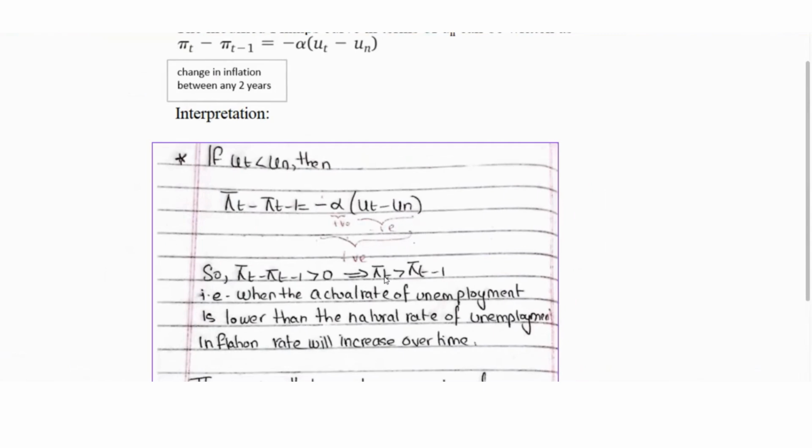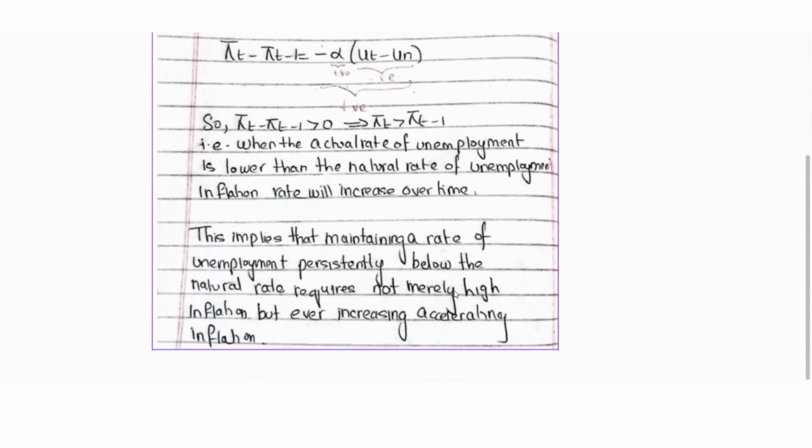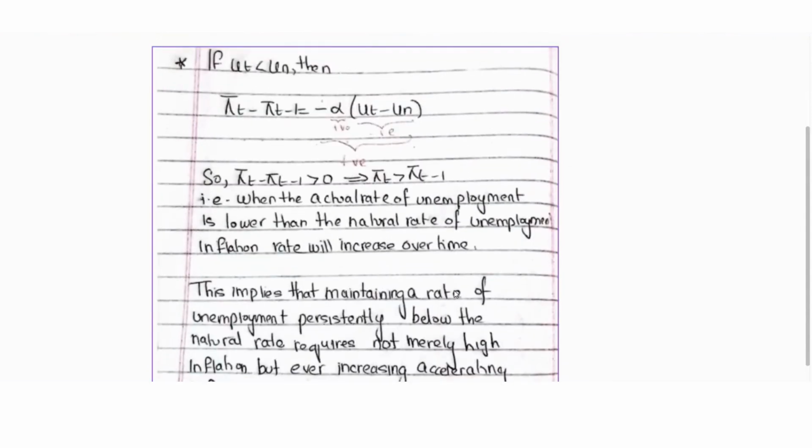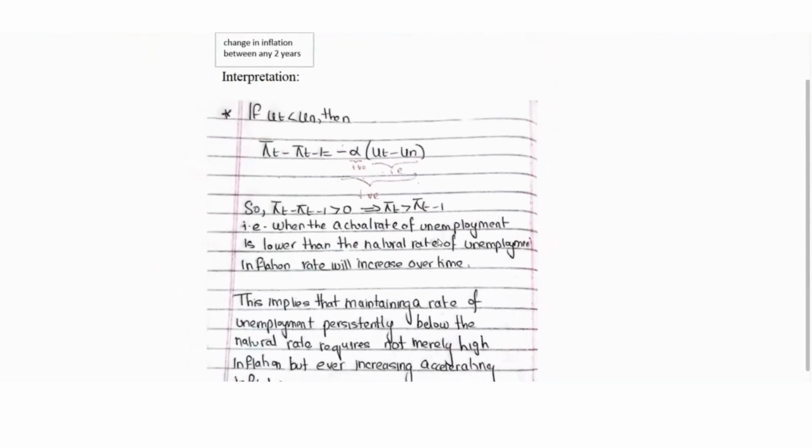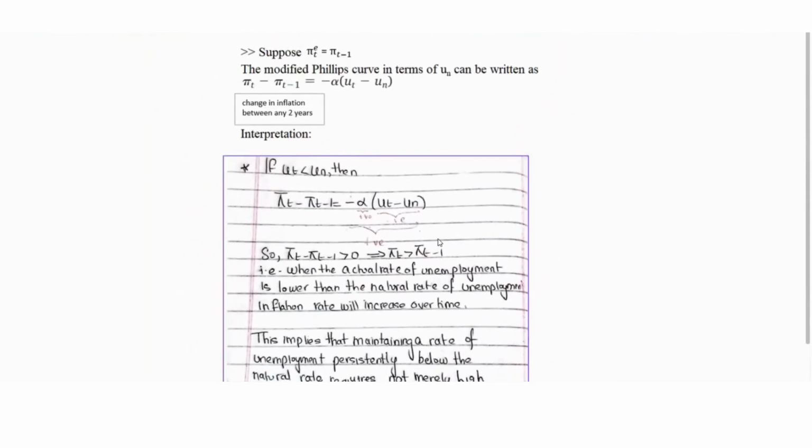inflation in any year t is greater than the inflation in the previous year t minus 1. So even if the actual rate of unemployment is lower than the natural rate of unemployment, the inflation rate will increase over time, because in any year t, inflation is greater than the previous year. So this implies that maintaining a rate of unemployment persistently below the natural rate requires not merely high inflation, but ever increasing, accelerating inflation.